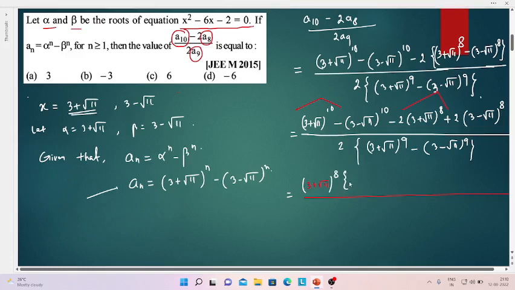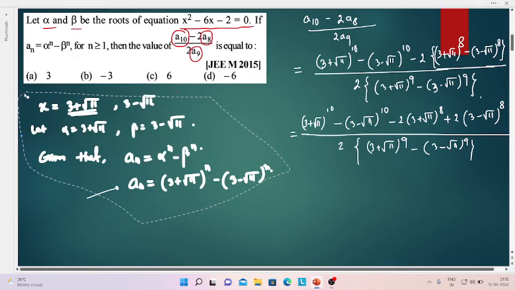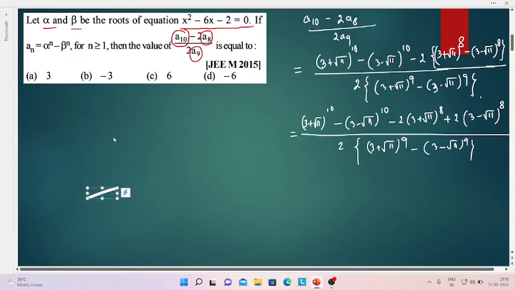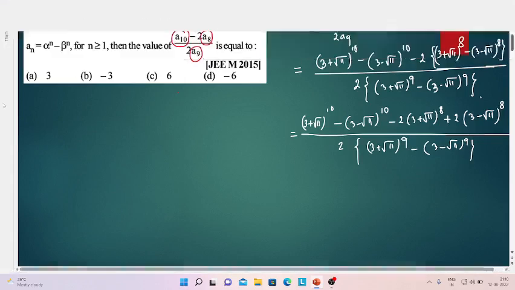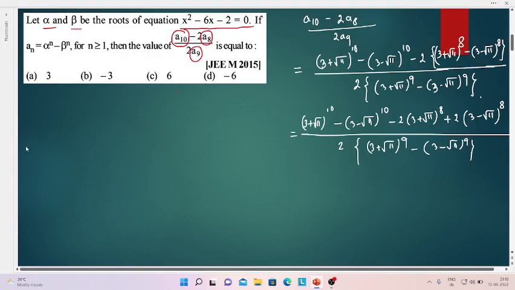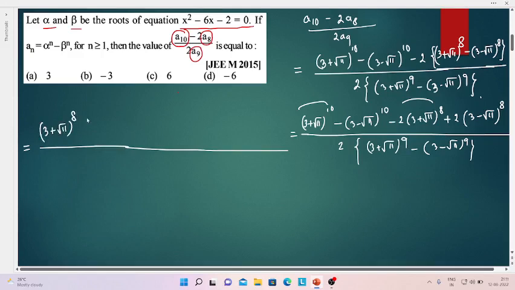After taking common, we'll have, let me first clear all these things because we need some more space to solve this question. If we take common (3 + √11)⁸, what we'll have is ((3 + √11)² − 2), right?